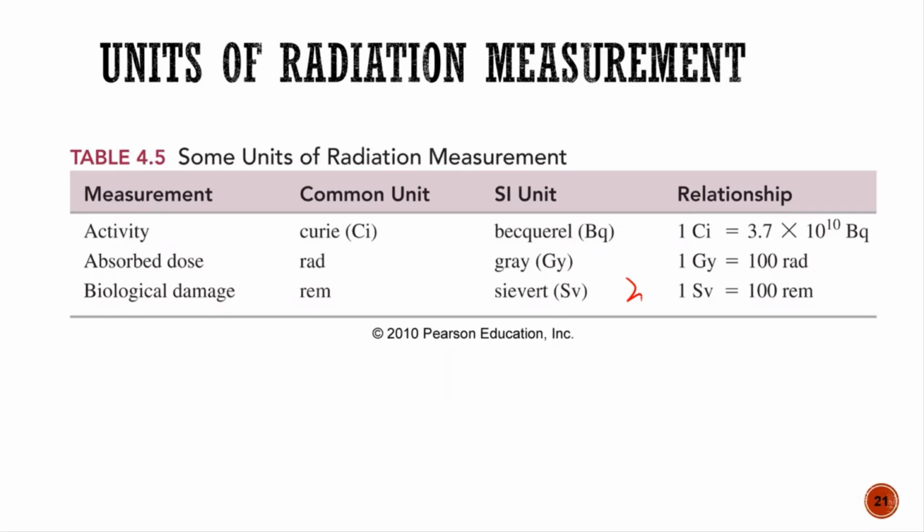So typically with the Curie, we're measuring the activity of the actual radiation. The rads are the absorbed dose, and the rem is the biological damage.